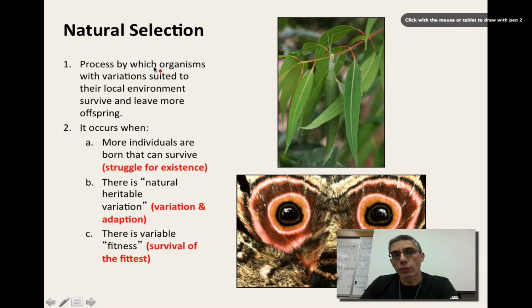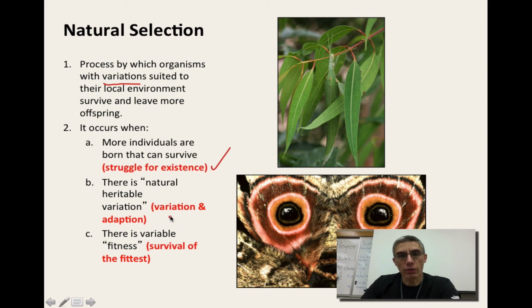So in the previous slide, we had looked at the conditions under which natural selection occurs, but again, the idea of natural selection is basically just that those organisms with certain variations that are best suited to their environment are going to survive and leave more offspring. So as we had said before, it's going to occur when you have those three conditions. You need to have more individuals born than can actually survive. In other words, you have to have that struggle. There needs to be a natural, heritable variation within that population.